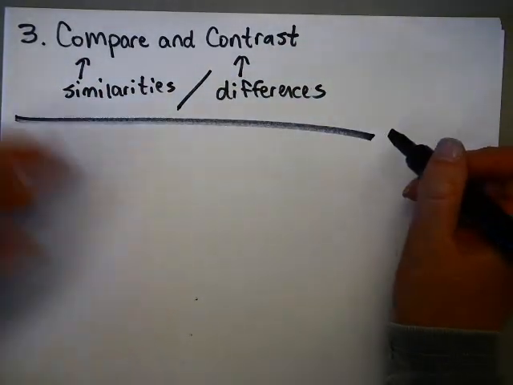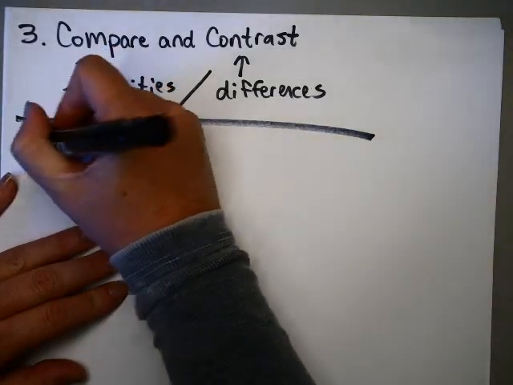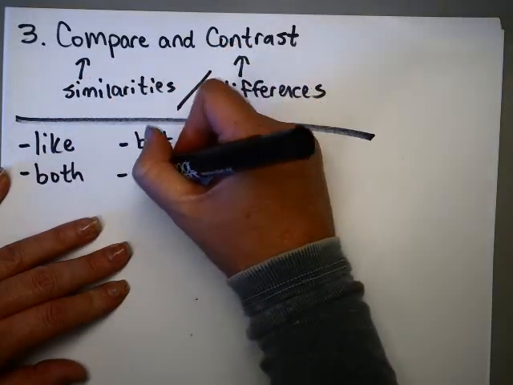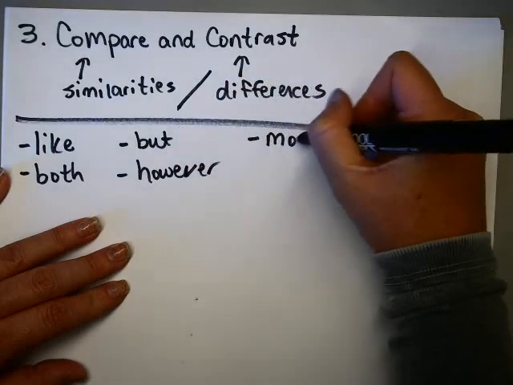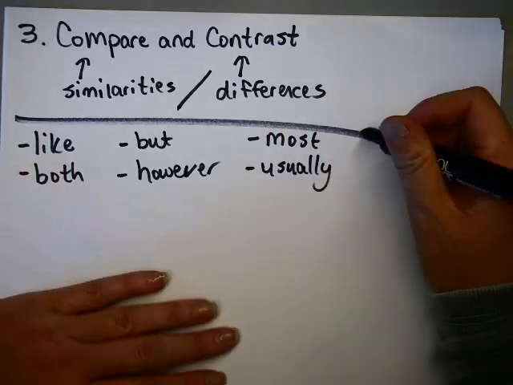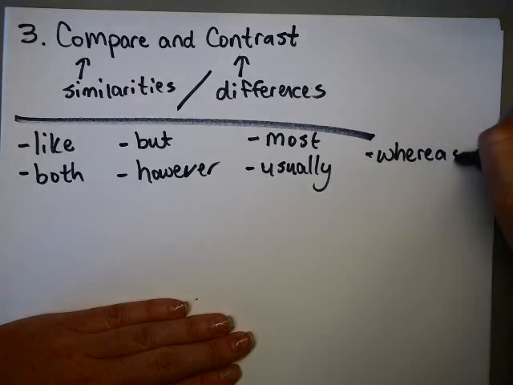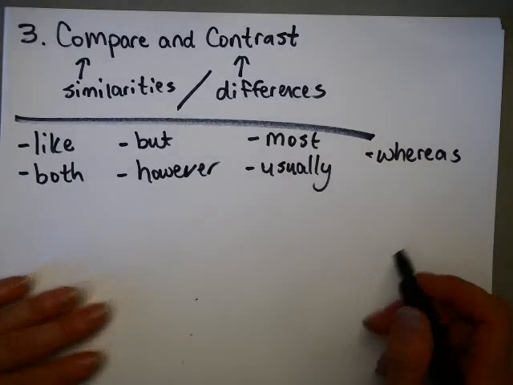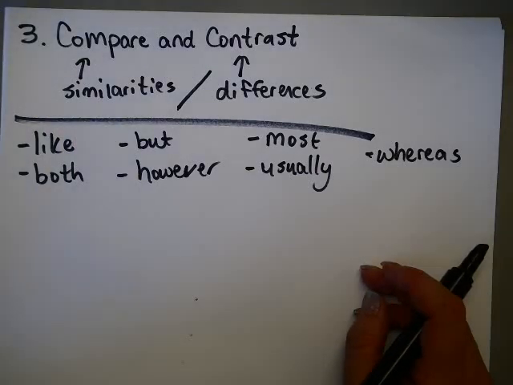As far as some words go, some keywords that you might want to be looking for are like both, but, however, most, usually, whereas, okay, and there's some more, but again, those are the most common ones, okay? So, how are they alike? How are they different? Well, they both are fruit, but they are different colored fruits.